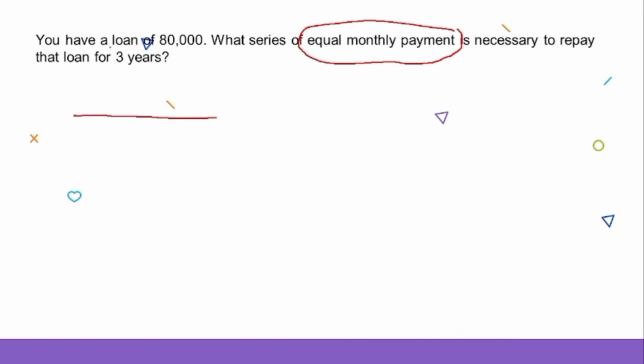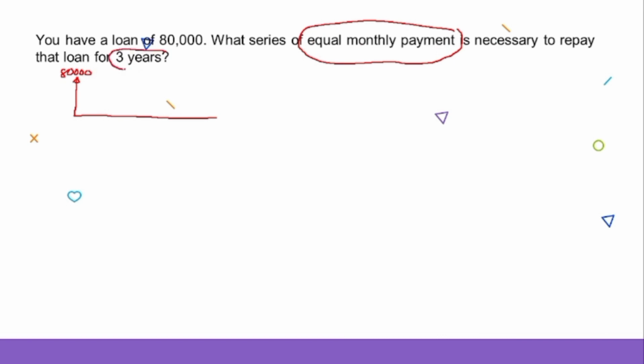So, ang sabi, you have a loan of 80,000. So, we have mentioned before na kapag palabas ang pera, kapag maglalabas ka ng pera, pababa. Kapag magpapasok ka ng pera, pataas. So, in this example, since nag-loan ka, ikaw ang nag-loan, syempre papasok ang pera sa'yo. So, nag-loan ka daw ng 80,000. What series of equal monthly payment is necessary to repay that loan for 3 years?